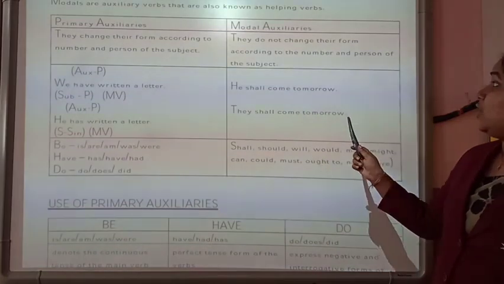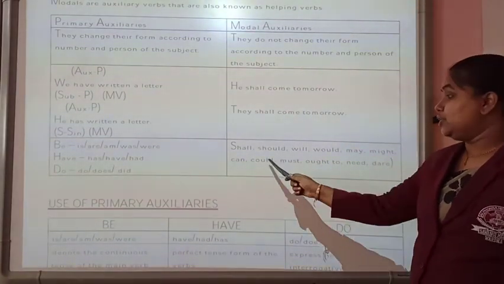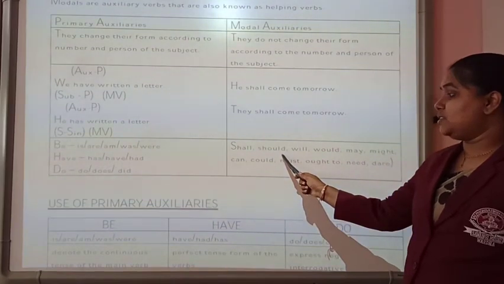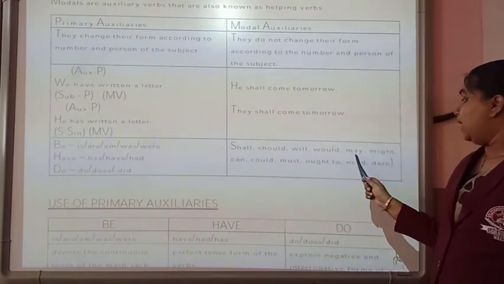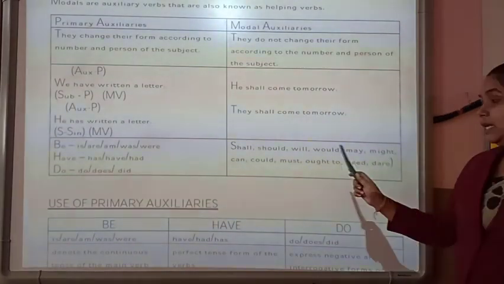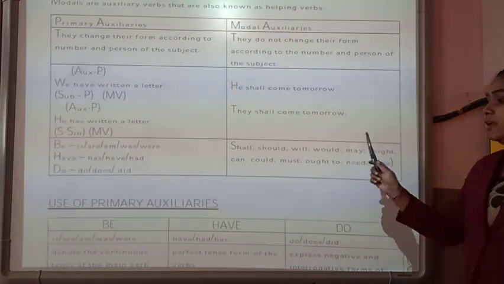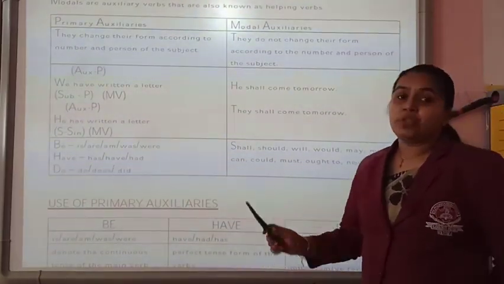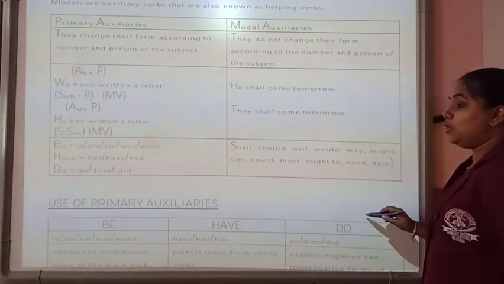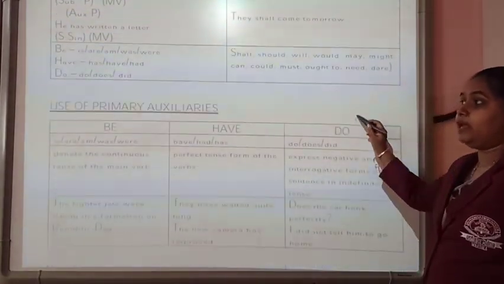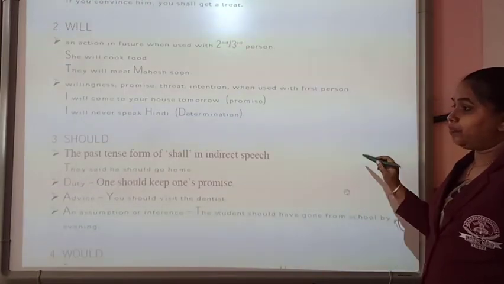Now, which are the modal auxiliary verbs that we are going to learn today? Shall, the past form of shall is should; will, the past form is would; then may, the past form might; can, could, must, ought to, need, dare. So all these we will see how to use in sentences, and what things we have to keep in mind for using these.